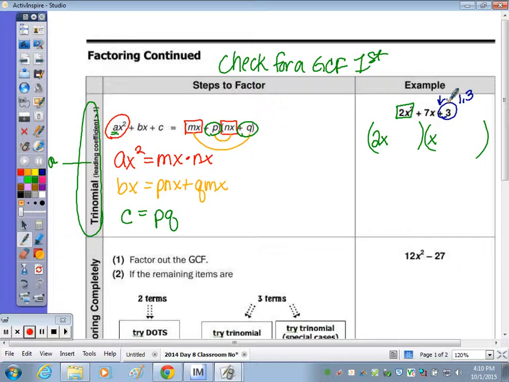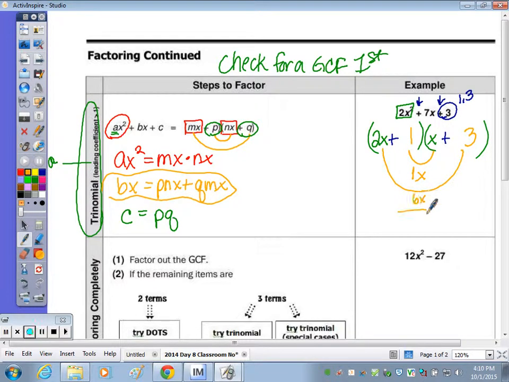Don't forget with your sign, you have a positive product, and it combines to a positive, so it's both going to be plus. So the 7x, again, the middle term, I check with a little smile, big smile. If I put the 1 here and 3 here, do I get 7x? 1 times x, little smile, is 1x. Big smile, 2x times 3 is 6x, which gives me a sum of 7x. It checks. So the factors are 2x plus 1 times x plus 3.